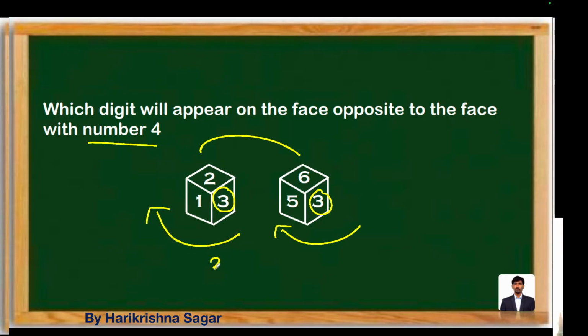So after 3, what is the number? After 3, there is a number 1. After 1, there is a number 2. Just write those numbers. And here also, after 3, what are the numbers? After 3, we have 5. After 5, we have 6. And that's it, you are done with your answer.